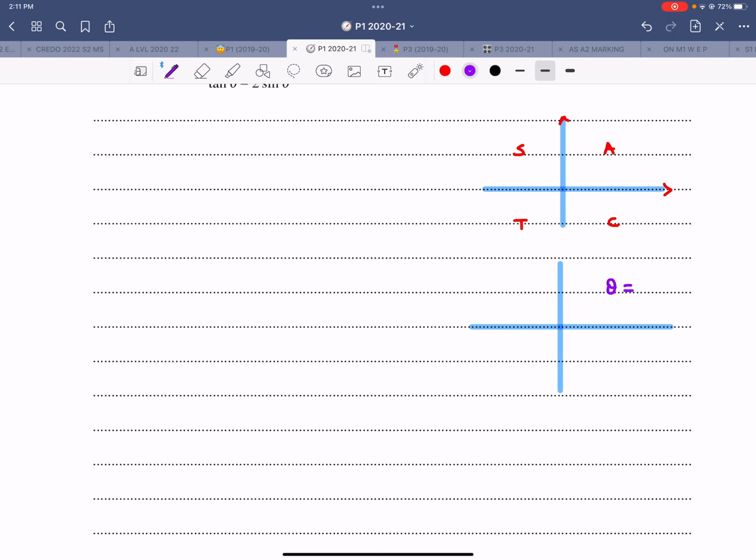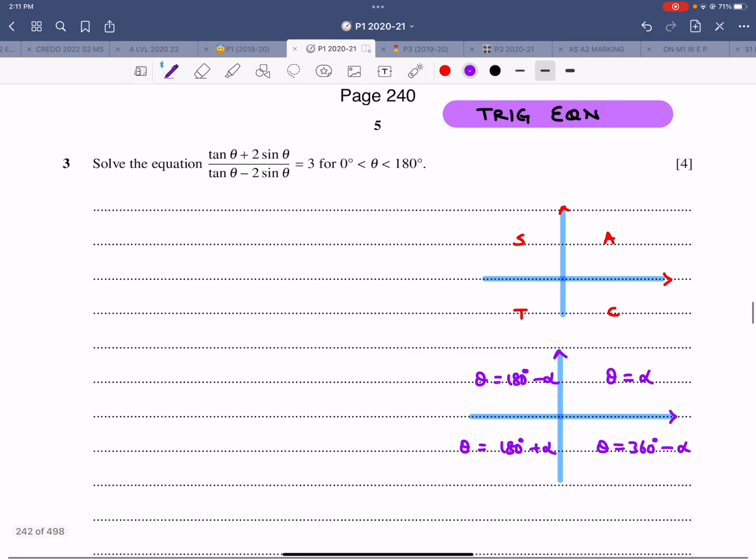Theta is alpha. Theta is 180 degrees minus alpha. We are working in degrees. Theta is 180 degrees plus alpha. Theta is 360 degrees minus alpha. So this is the basic knowledge that's needed. It says solve the equation.